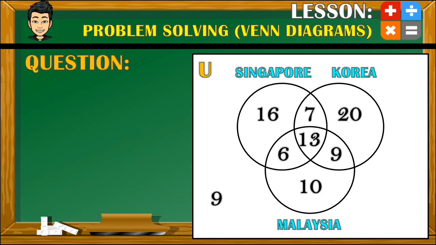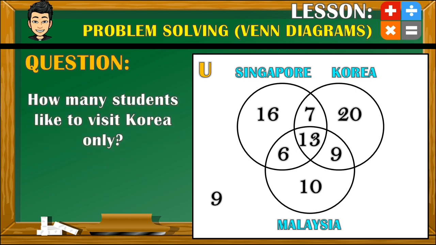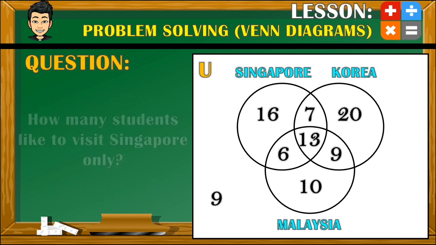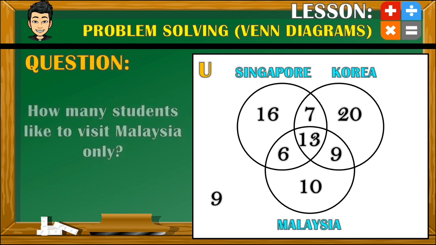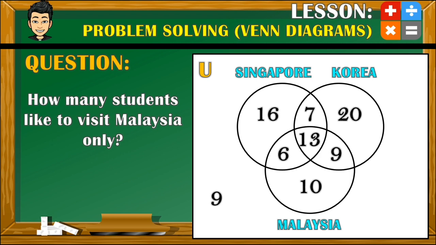Now, let us answer the following questions. How many students like to visit Korea only? There are 20 students. How many students like to visit Singapore only? That is correct. There are 16 students. How many students like to visit Malaysia only? Yes, there are 10 students.